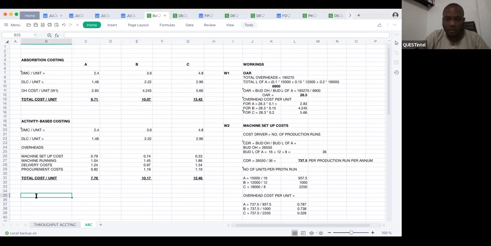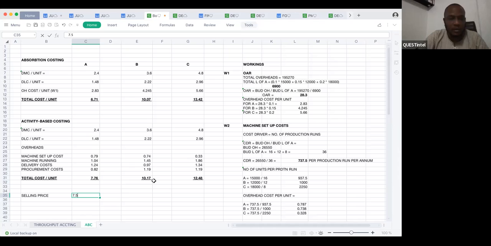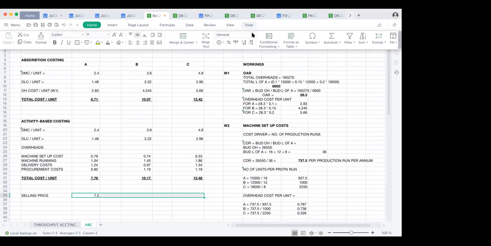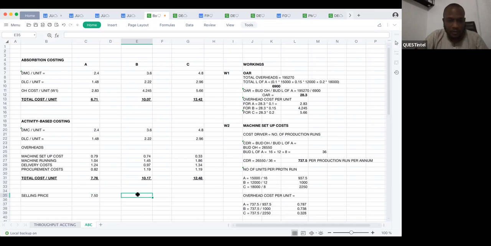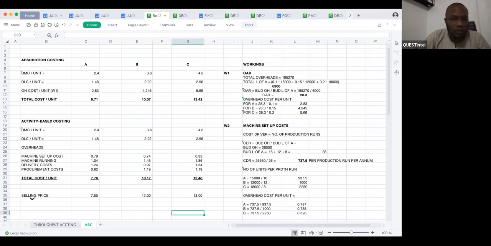But when we're using ABC accurately, our total cost per unit is 7.76. Now, what's our selling price? Let me show you something. What's our selling price for A? 7.50. So 7.5. Then for B? $12. And for C? 13. All right, so remind me that we should talk about this.